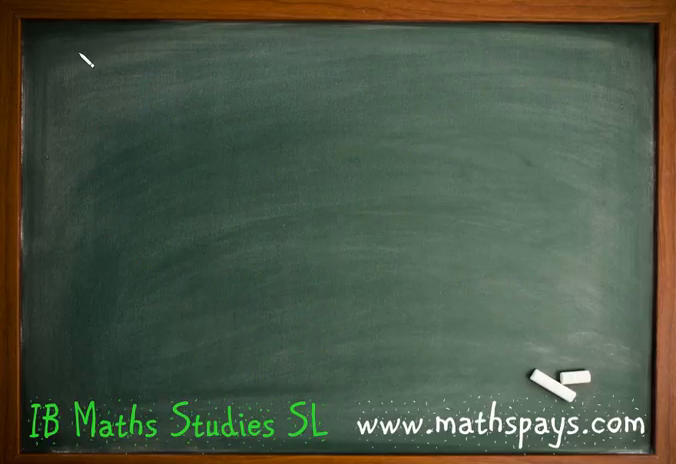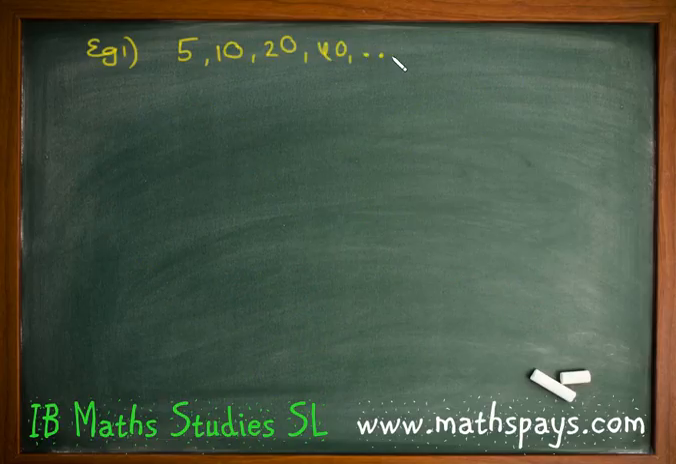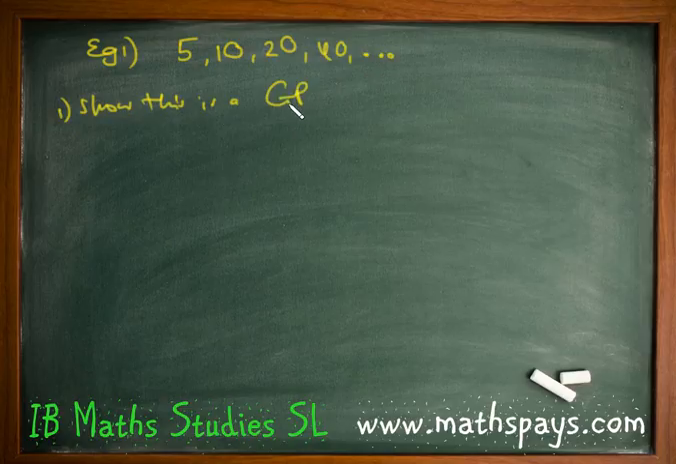So let's have a look at an example here. Example 1. Let's start with 5, and I think we used this in the first lesson, 10, 20, 40, etc., dot dot dot, ellipsis. They might say, show this is a GP, and hopefully you're thinking about how you might do that. Second of all, find the next term.